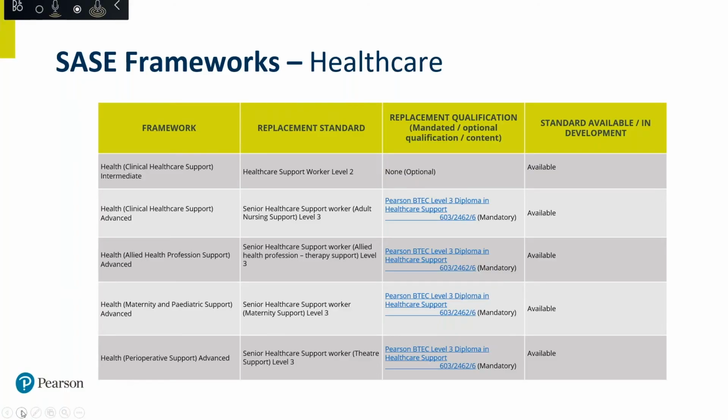Lots of healthcare frameworks were in the same situation as the adult care and they have already closed, and you probably have already transitioned to some of these new qualifications and new standards, but I just wanted to highlight the qualifications that are available or that were, just in case you were not in that position before. So for the level 2 clinical healthcare support intermediate framework, the healthcare support worker standard is the transition replacement standard. There is no mandatory qualification for that.